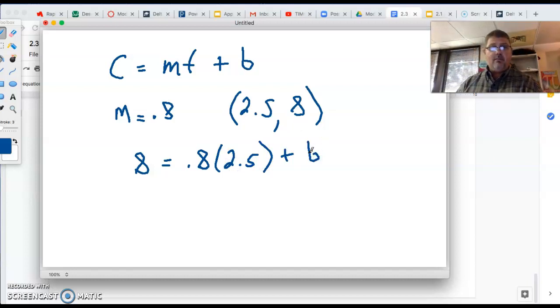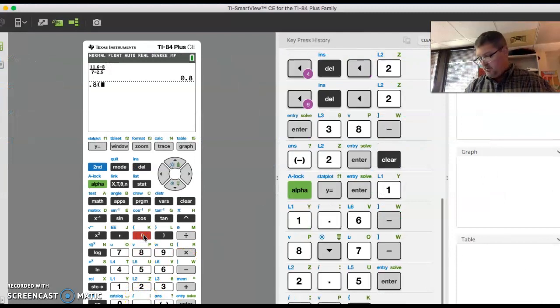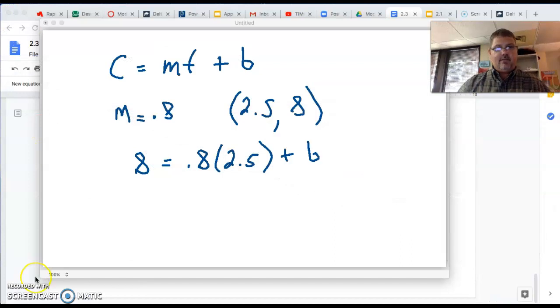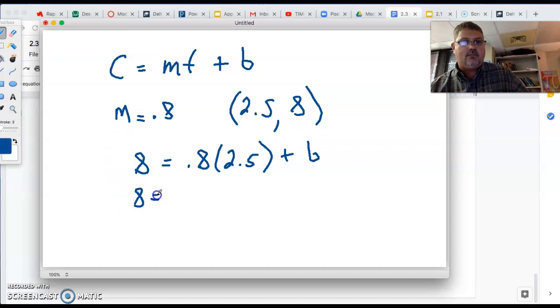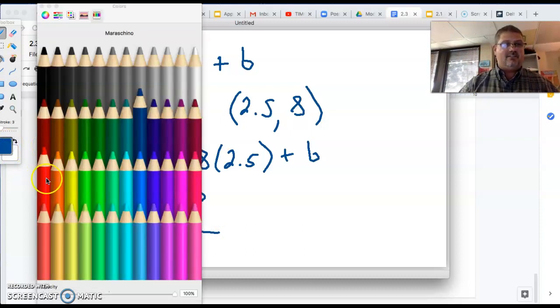Okay? And when we get ready to do this calculation, it's perfectly okay for you to use your calculator. So I'm going to say 0.8 times my 2.5, right? And that gets me 2. Okay. So now we have 8 equals 2 plus b. And finally, I'll subtract 2 from both sides and get that b is 6. All right, now finally we can fill in our function and answer their question. I don't know about that color. Let's go with green.